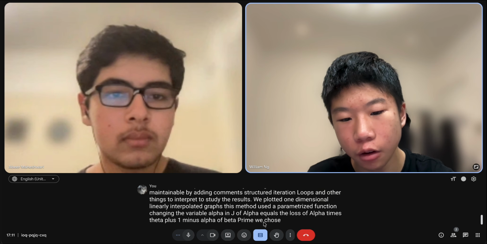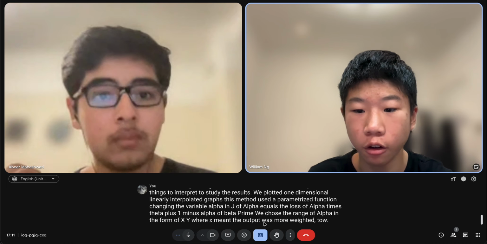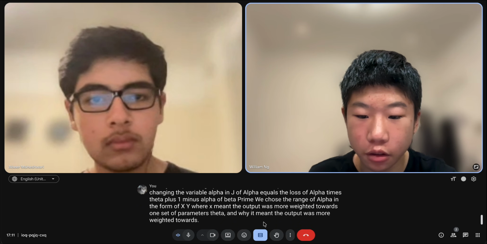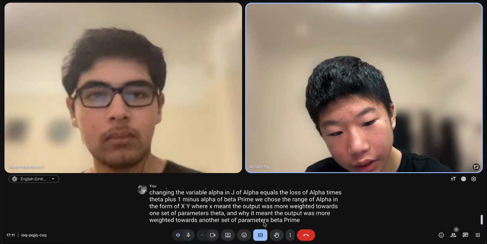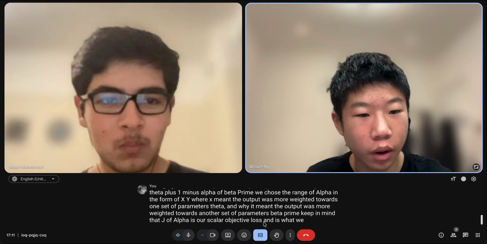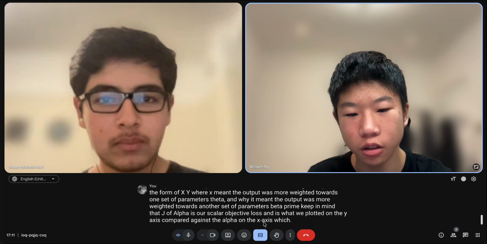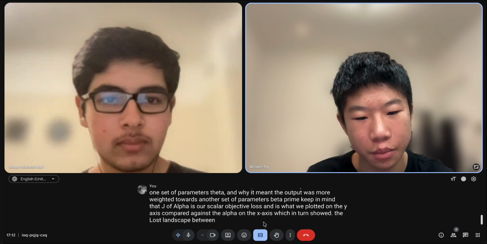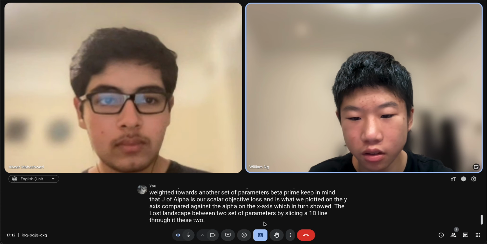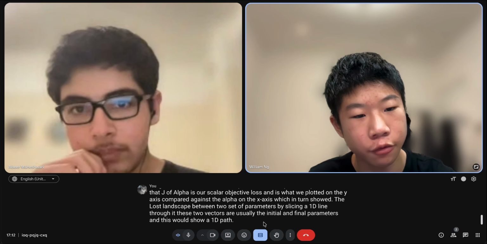We chose the range of alpha in the form of x, y, where x meant the output was more weighted towards one set of parameters, theta, and y meant the output was more weighted towards another set of parameters, theta prime. Keep in mind that J of alpha is our scalar objective loss, and is what we plotted on the y-axis compared against the alpha on the x-axis, which in turn showed us the loss landscape between two sets of parameters by slicing a 1D line through it. These two vectors are usually the initial and final parameters, and this would show a 1D path sliced through it.